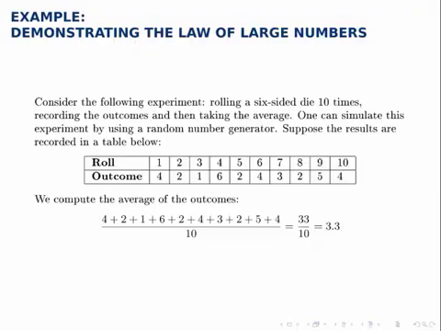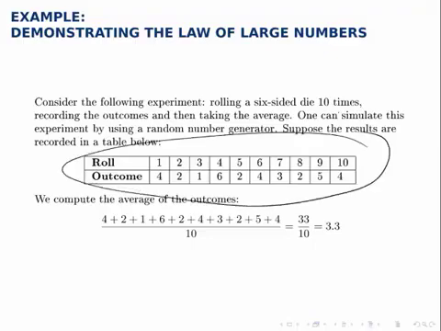Here, though, we'll illustrate this law. So consider this experiment. Let's roll a six-sided die over and over and over again and take the average of the results that we get. For instance, for the first 10 results, we might get something that looks like this table, where we get a 4 the first time, then a 2, then a 1, then a 6, and so on and so forth.